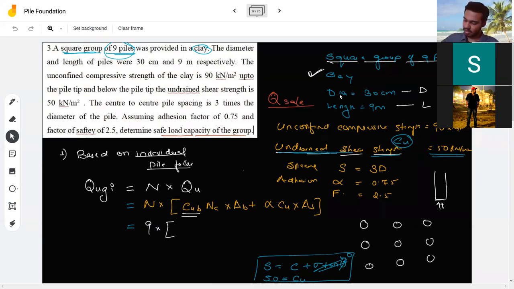Okay. Now, so I have CUB. It is at the end, so it is equal to 50 multiplied by NC, for a clay soil it is 9, multiplied by AB, the area of the pile tip, which is always equal to pi by 4 into d square. D is 30 centimeter. I'm converting that into meter. It is 0.3 meters. So it is 0.3 square. Plus alpha, it is given in the question, it is 0.75. I will write it down. It is 0.75 multiplied by Cu.